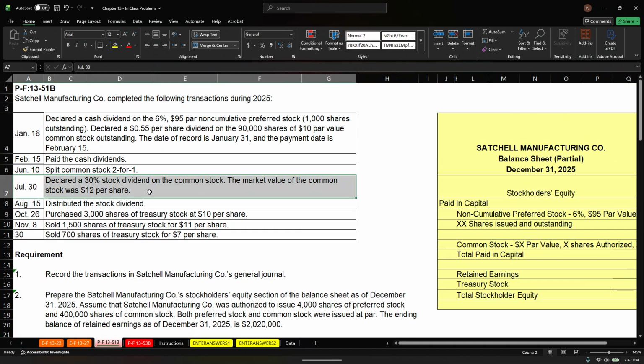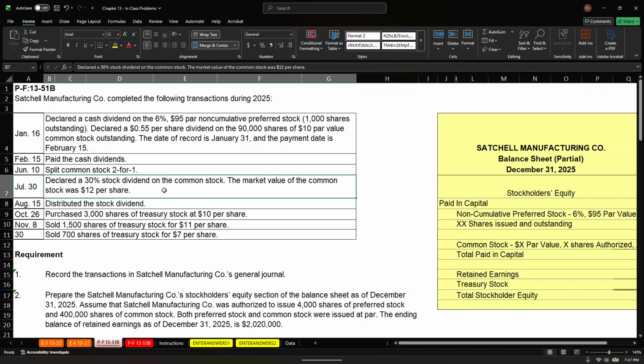Declared a 30% stock dividend on common stock. The market value of common stock per share is $12. Now, this is a large stock dividend, okay? We do not need to use the market value. That would have been relevant in our journal entry if we were doing a small stock dividend. But in this case, since we're doing a large stock dividend, we're just going to use the par value, okay?